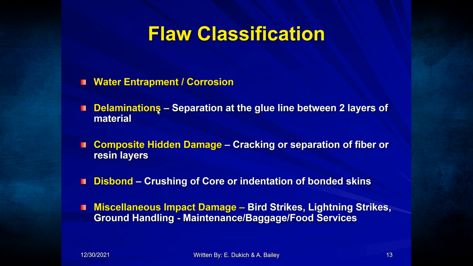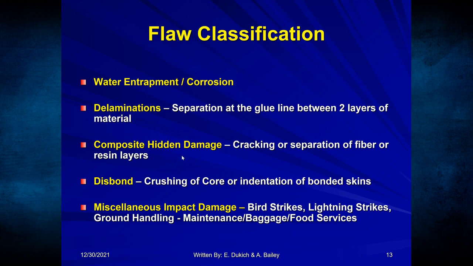So for the type of flaws that we're looking for, flaw classification, water entrapment or corrosion is one type. And some of you who are aircraft directors of maintenance or aircraft mechanics, you've probably seen us bring you a radiograph showing water inside of honeycomb, or maybe you repaired some of these. Or delamination is a separation at the glue line between two layers. Some of you may be certified in composite flaw repair, and you probably fixed the delamination internally.